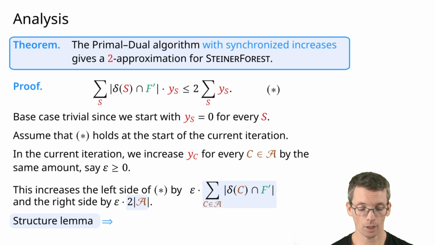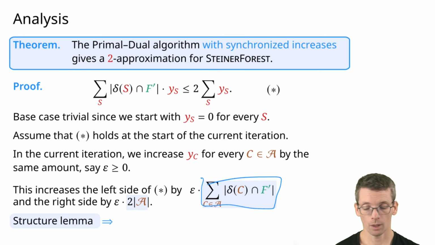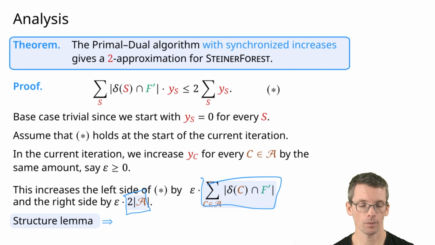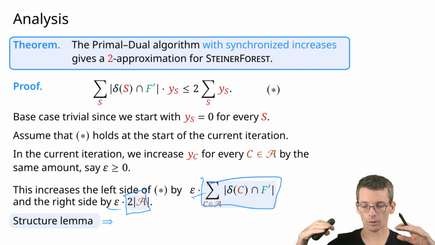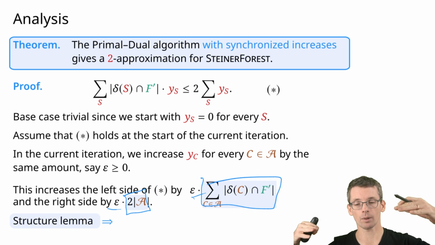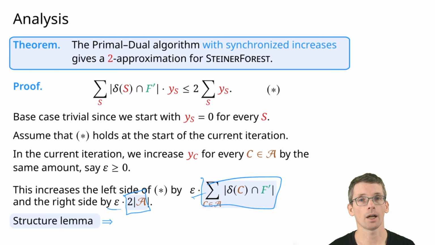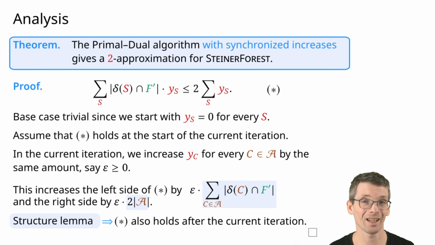But the structural lemma exactly says that this term here, the left-hand side, is smaller or equal to the right-hand side. And then on both sides, factor epsilon. So the increase on the left-hand side is smaller or equal to the increase on the right-hand side. So if initially I had the inequality, I now still have the inequality.